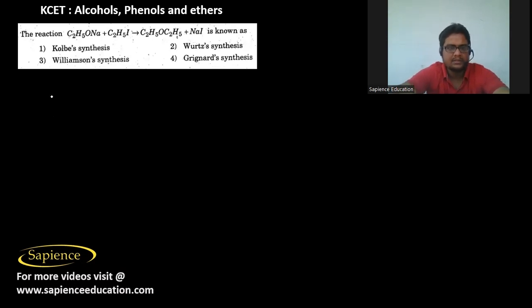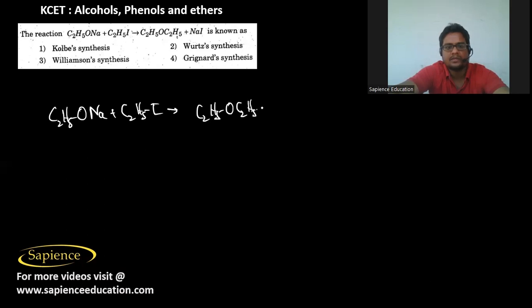Then it is told the reaction C2H5ONa plus C2H5I forms C2H5OC2H5 plus NaI. Now this reaction is known as Williamson's synthesis.